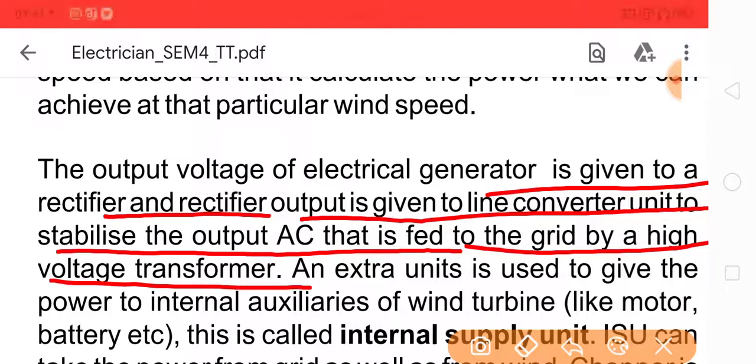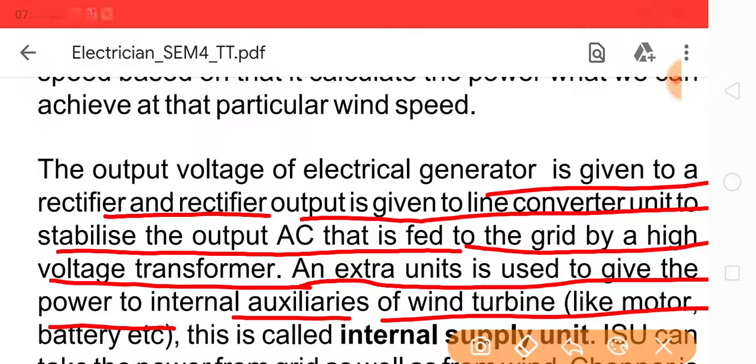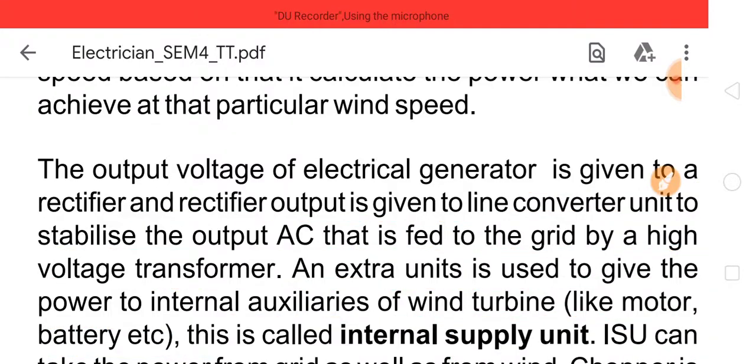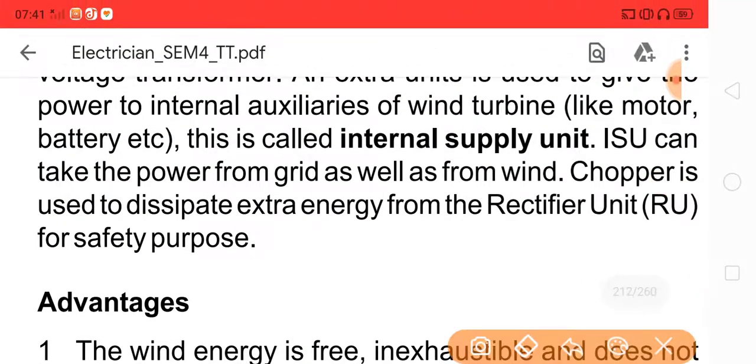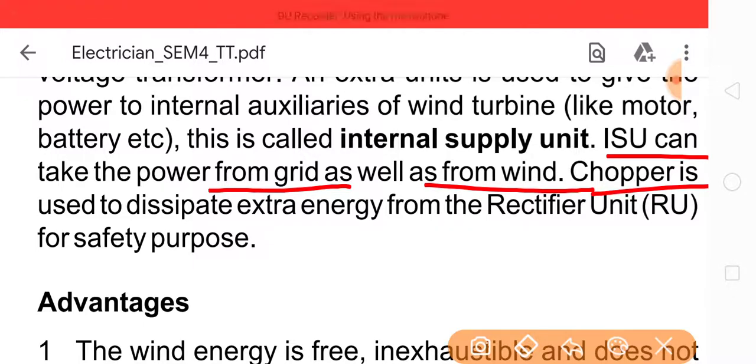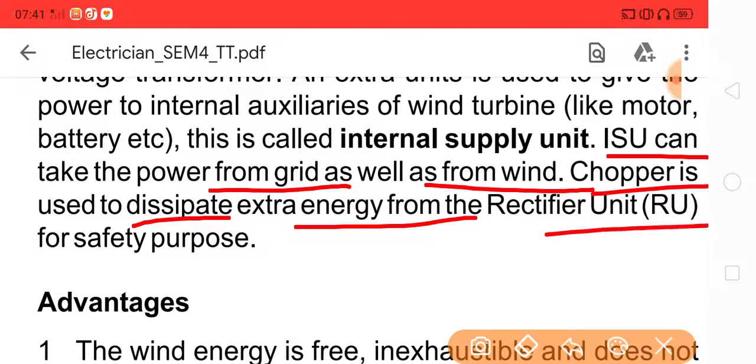An extra unit is used to give power to the internal auxiliaries of the wind turbine like motor, battery, etc. This is called the internal supply unit. The ISU can take power from the grid as well as from the wind. The chopper is used to dissipate extra energy from the rectifier unit RU for safety purposes.